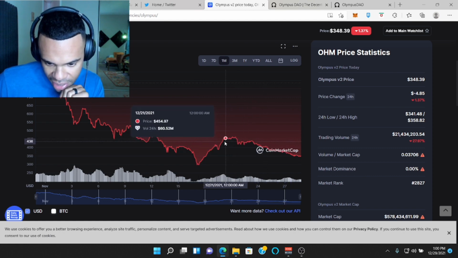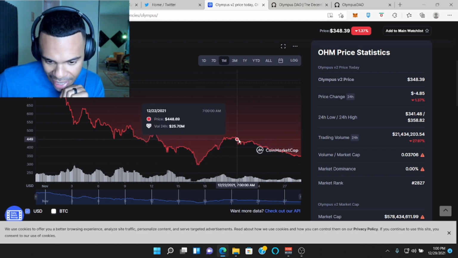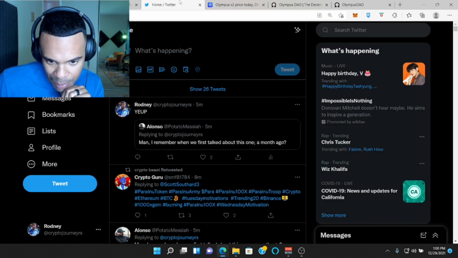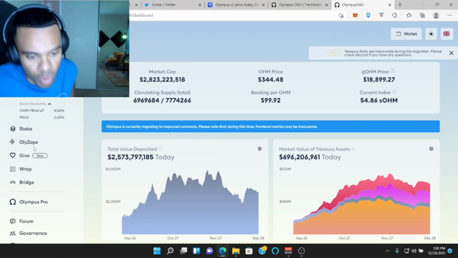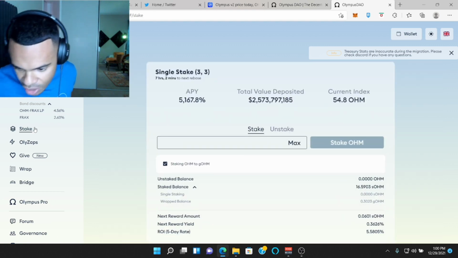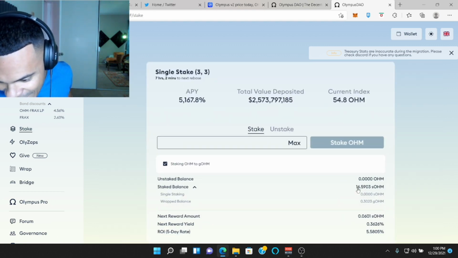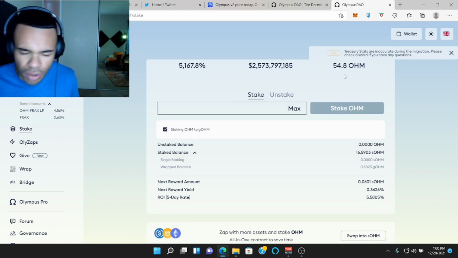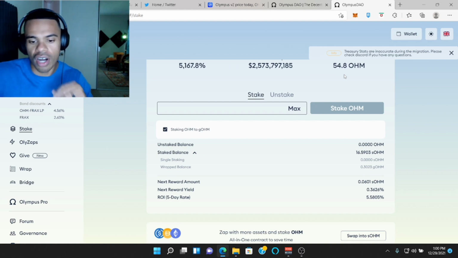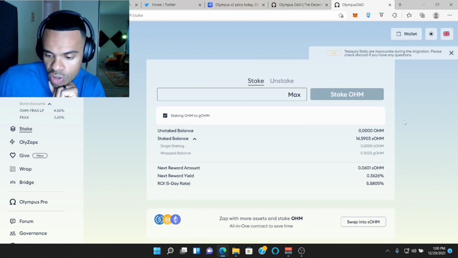So I've been kind of dollar cost averaging when I can. Now, I didn't buy any in the 400 range, but I did pick one up in the low 300s yesterday. So I was able to get some more. And if you look at some of my staked ohm, you see that I have 16 actual total staked ohm, 0.3023 G ohm for about, the total of that's about $5,500. So not bad, still getting those rewards.